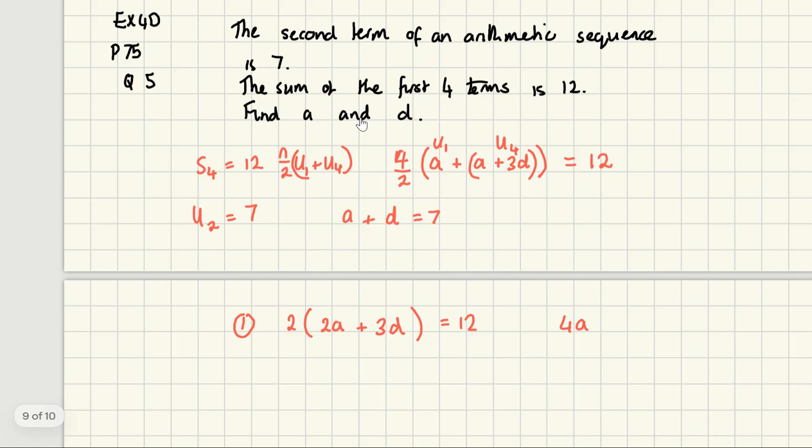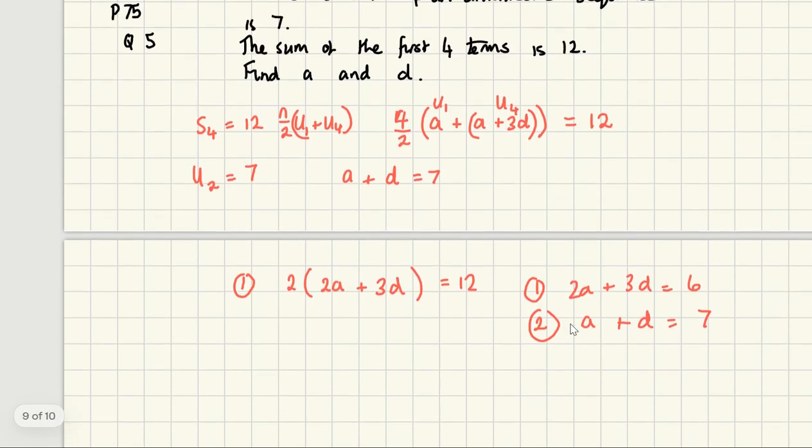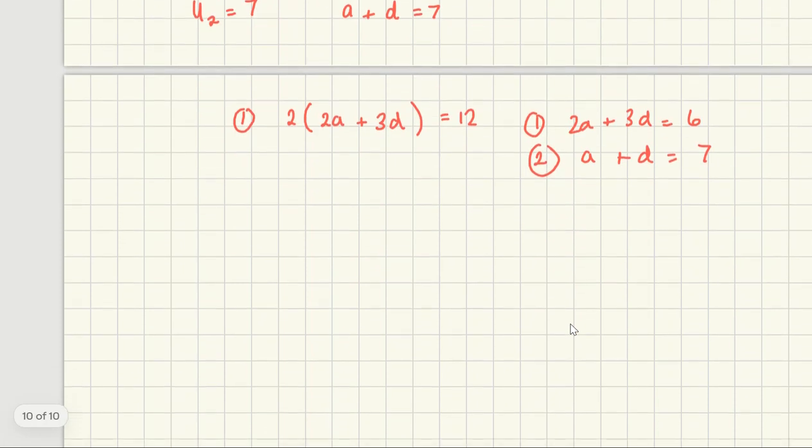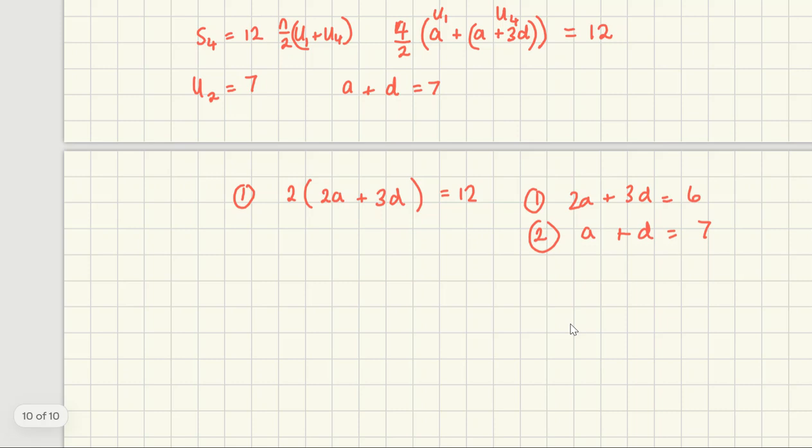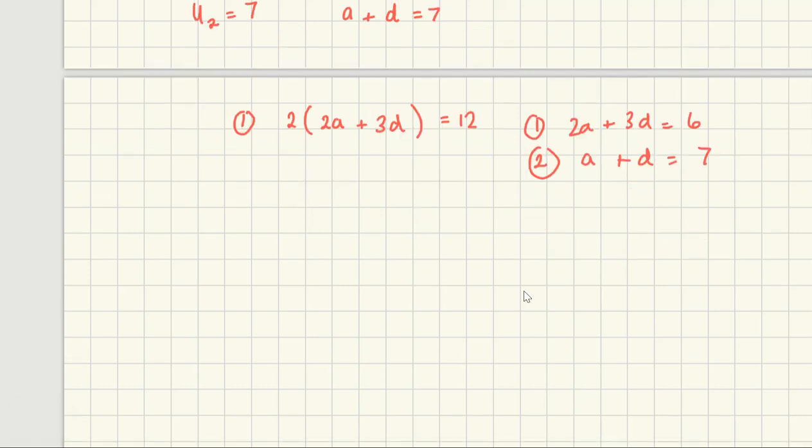I didn't do that myself. Should we just do that? 2A plus 3D therefore equals 6. And then we've got A plus D equals 7. Yeah, cool. D equals -1. Does it? Oh no, sorry. D equals 6 minus 14.